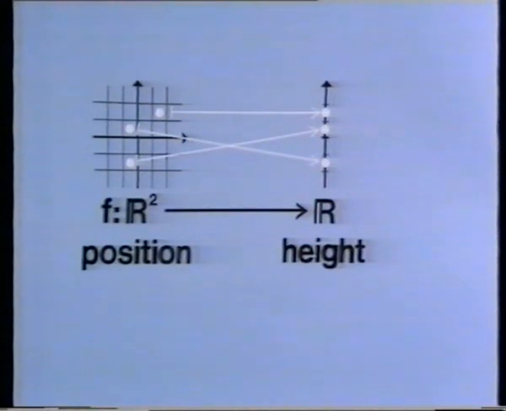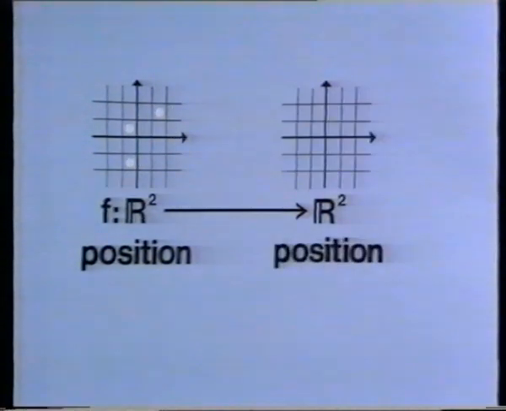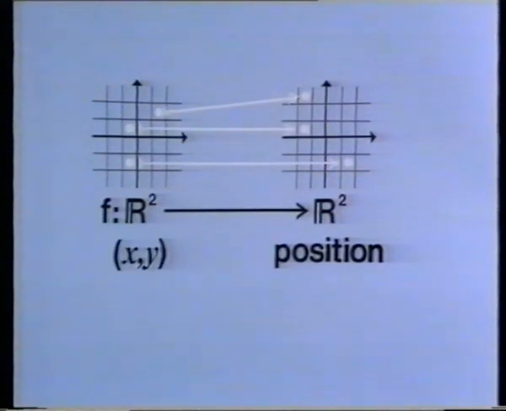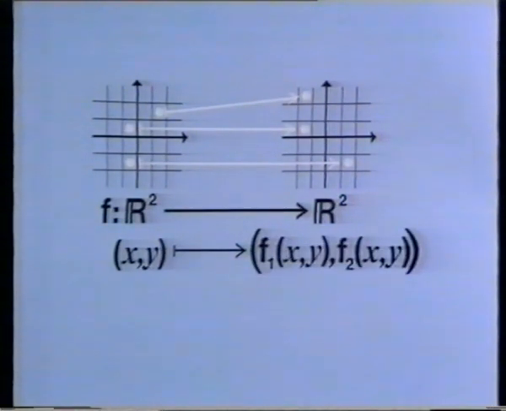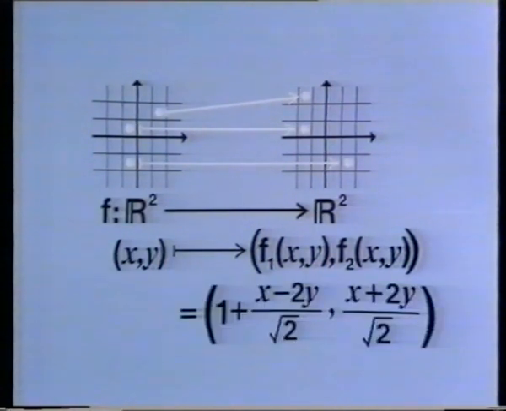The final type of function we'll look at is one from R2 to R2. Each position (x, y) in the domain gets mapped to a position in the codomain, a position which has 2 coordinates. So again, we need 2 coordinate functions, each one mapping a point (x, y) in R2 to a number in R. Here's an example. f1 maps the point (x, y) to the number 1 plus (x minus 2y) over root 2, the first coordinate of the image position, and f2 maps (x, y) to (x plus 2y) over root 2, the second coordinate.